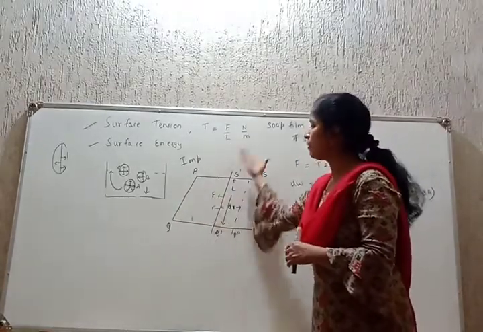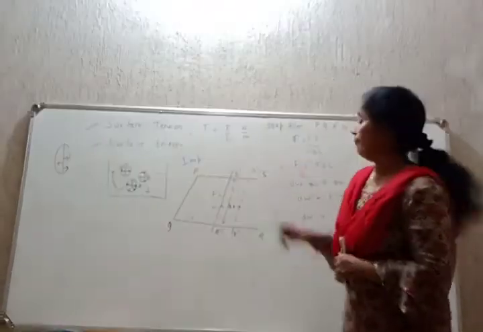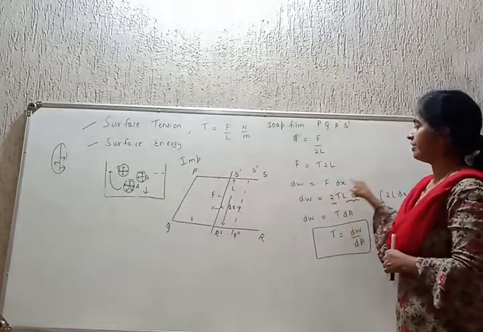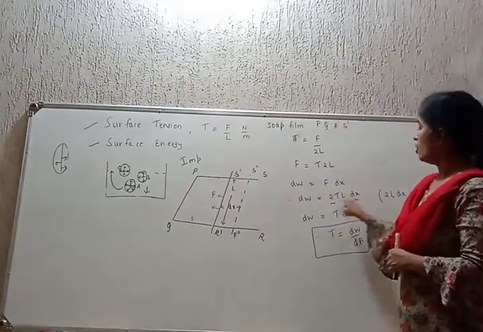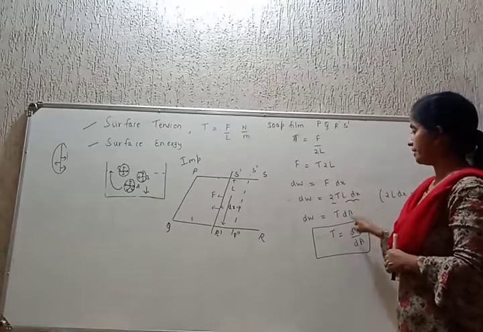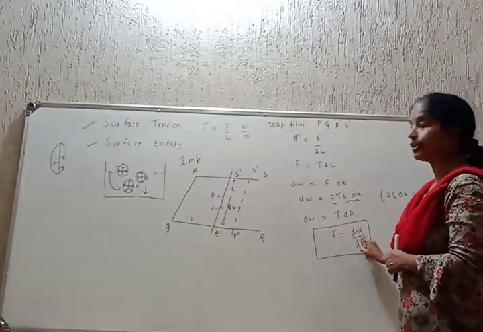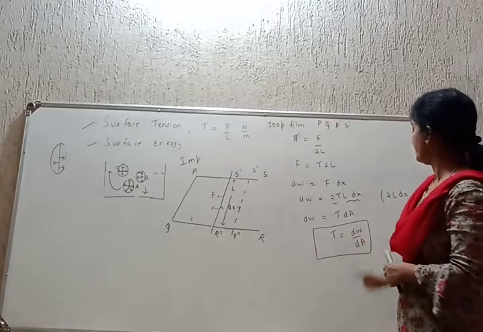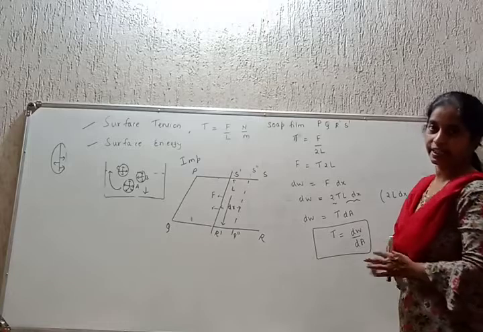If I want to pull the wire S dash R dash through a distance dx, I have to perform work against the force. The work done is given by F into dx. 2 length into breadth gives you the area. Where does the work done go? That is stored in the form of potential energy, and that is called surface energy. So surface tension is surface energy upon area.